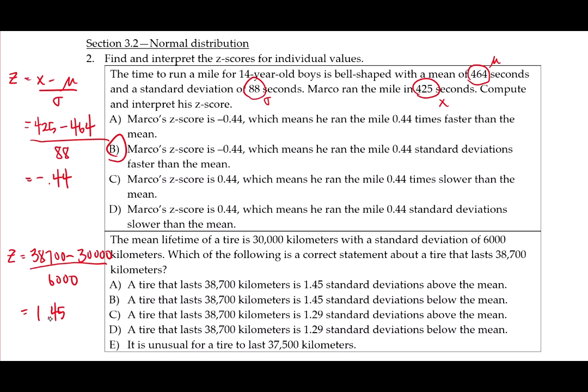My z-score is now positive, which tells me that my data value is above the mean. You can see that 38,700 is higher than 30,000. So that's a good way to check yourself to verify that you're ending up with a positive value if your data value is higher than the mean and a negative value if your data value is lower than the mean. And now we know that a tire that lasts 38,700 kilometers is 1.45 standard deviations above the mean.